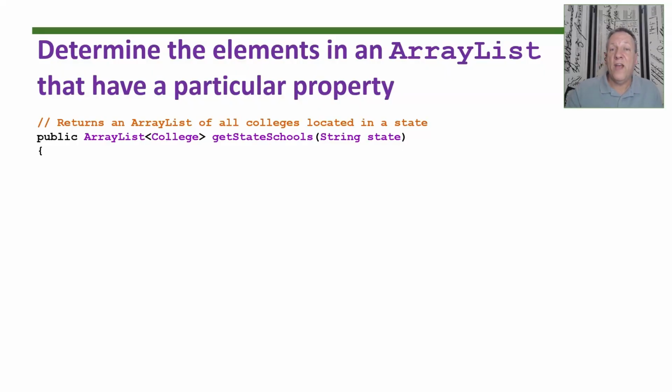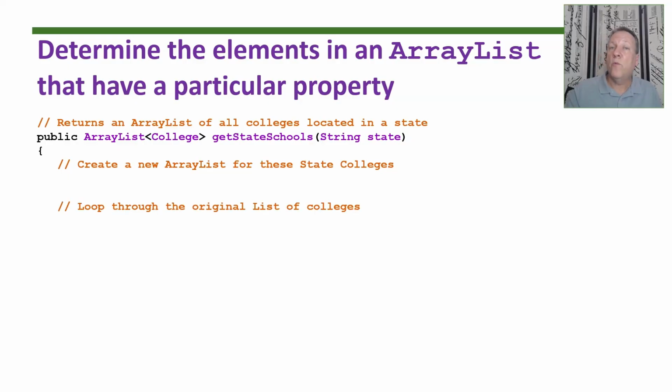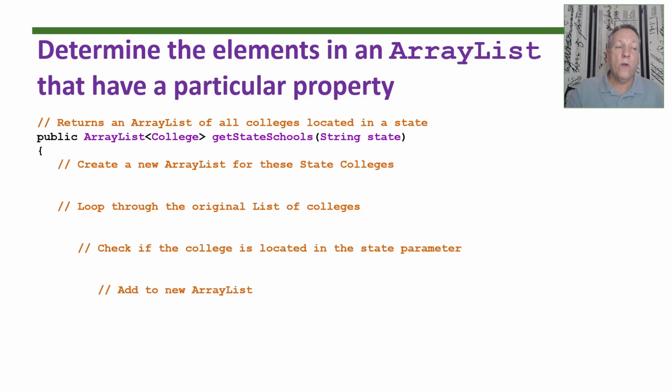So let's look at the algorithm. First of all, what am I returning? I'm returning an array list, not a particular college. So I'm going to need to construct a new array list to hold all of these colleges that I find. Then we're going to traverse our original list of colleges, loop through, and check to see if any of the colleges are in a particular state. If they are, then we're going to add it to our new array list that we just created. After we're done traversing our entire array list, we're going to return the new array list, which contains all of the schools located in that particular state.